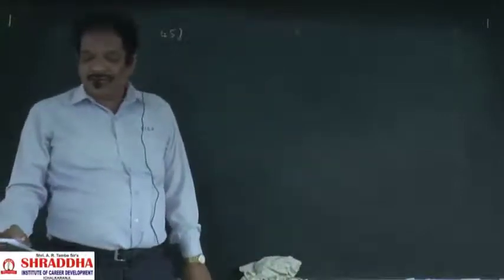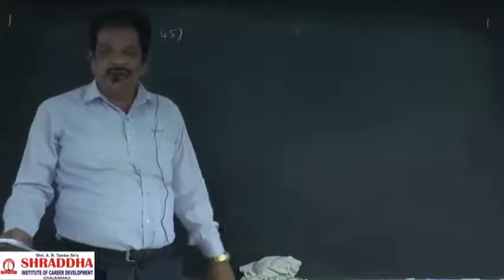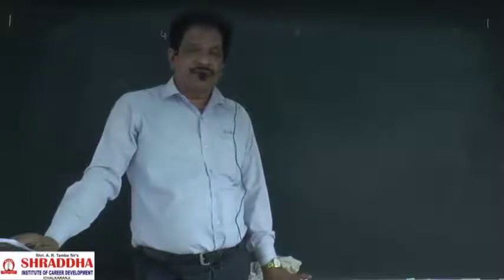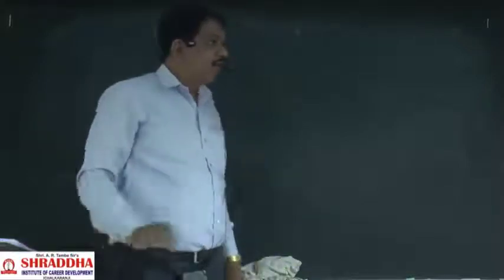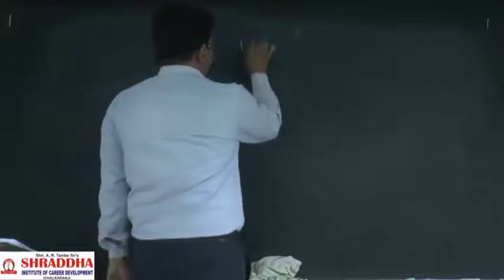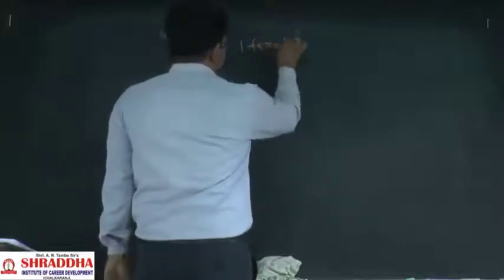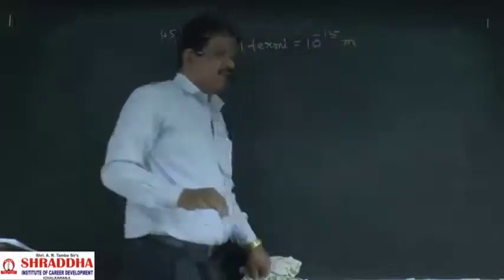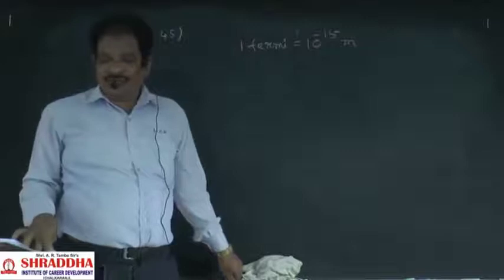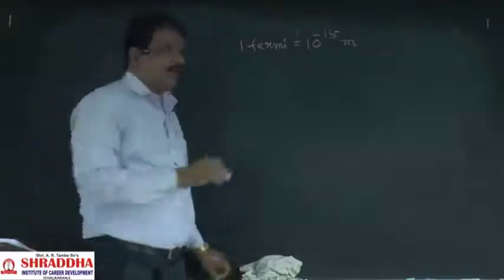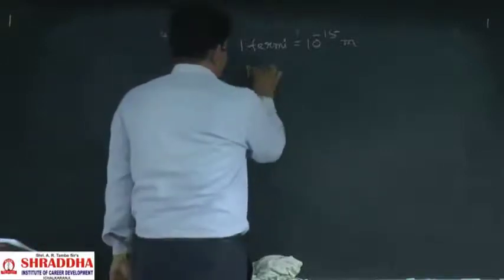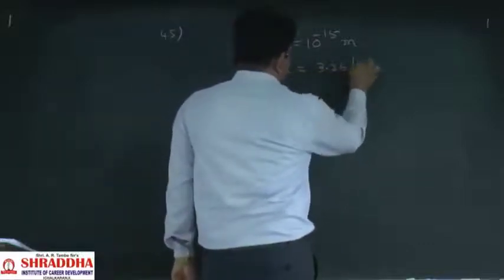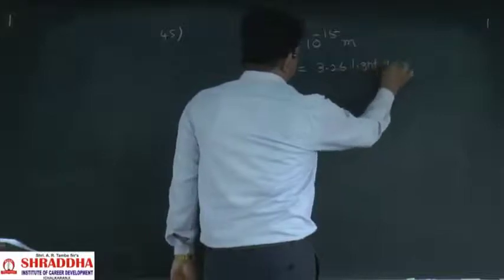The smallest and largest units of length. The smallest unit of length is the Fermi. 1 Fermi is equal to 10 power minus 15 meter. This is the smallest unit of length. The largest unit of length is the parsec, which is 3.26 light years.